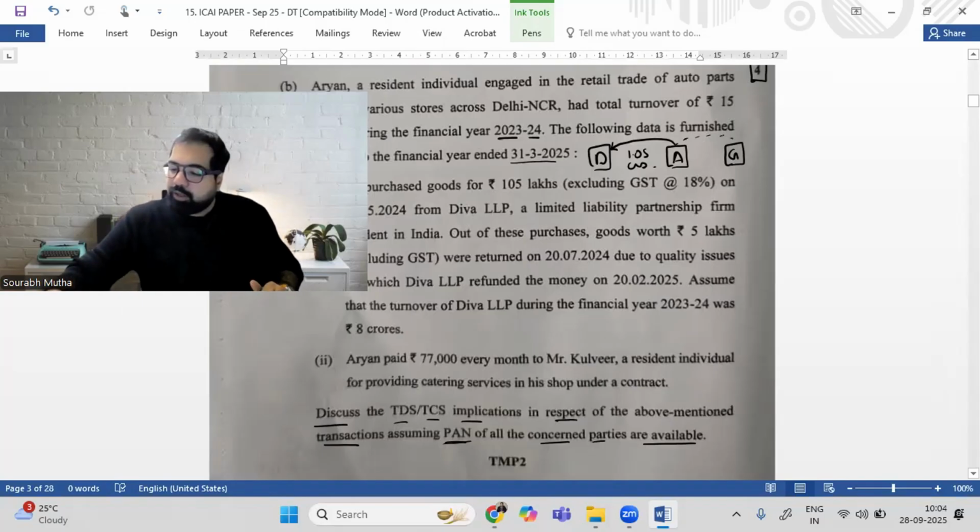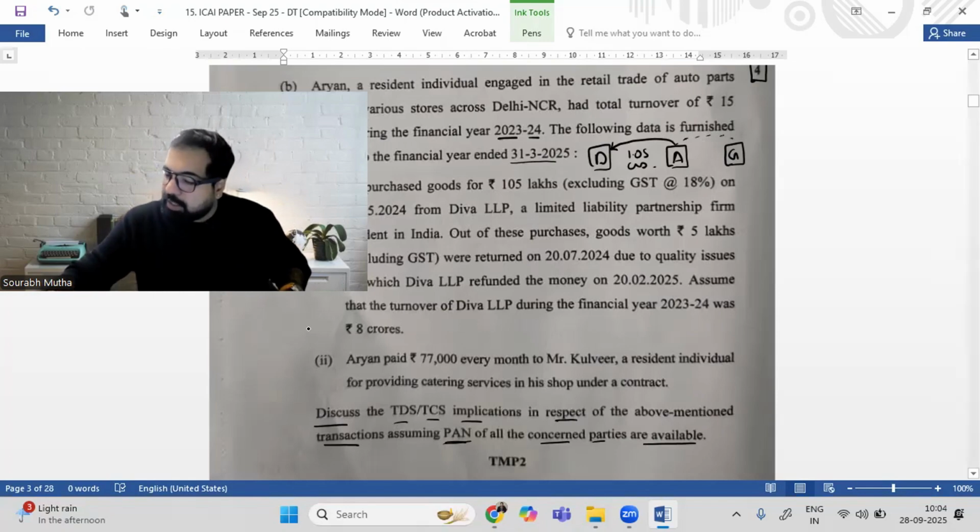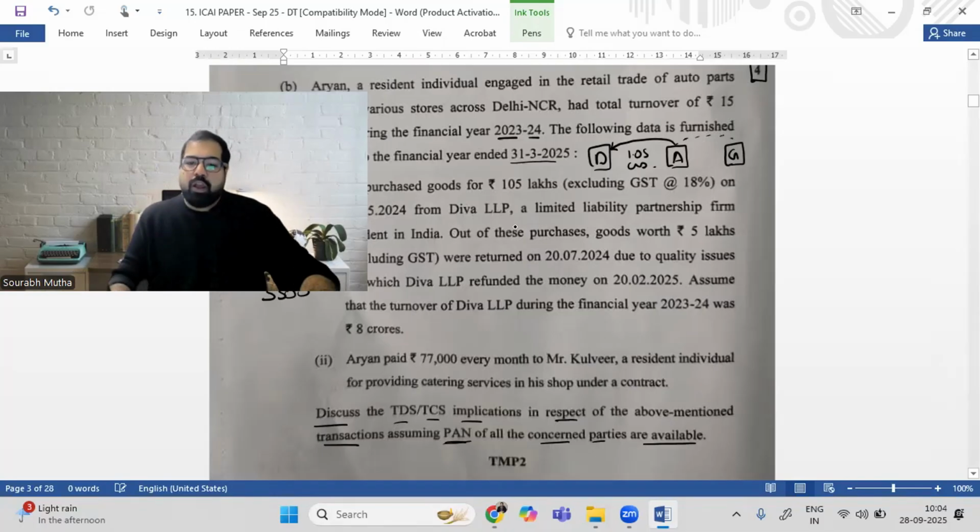That is, if you take 1 crore 5 lakh minus 50 lakh, that is 55 lakhs into 0.1%. This looks like the answer, that is 5,500. Let's continue reading. Out of these purchases, goods worth 5 lakh excluding GST were returned in the same month. No, in the next few months, guys. This is the month of May, this is the month of July, due to quality issues.